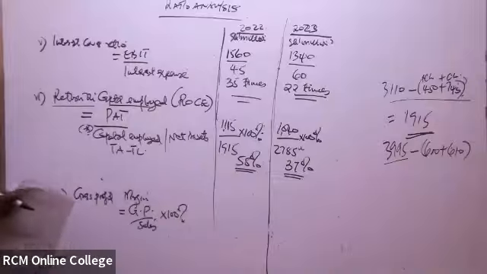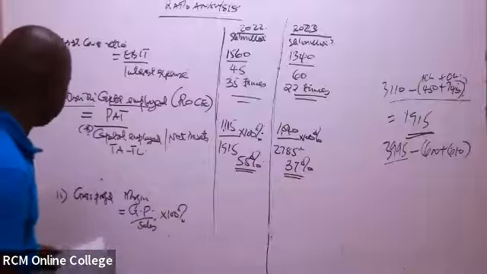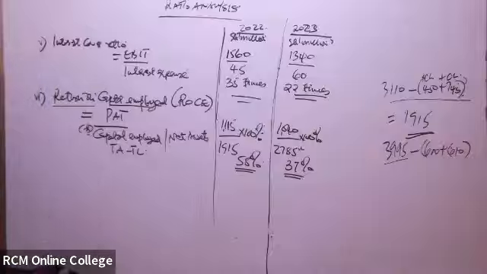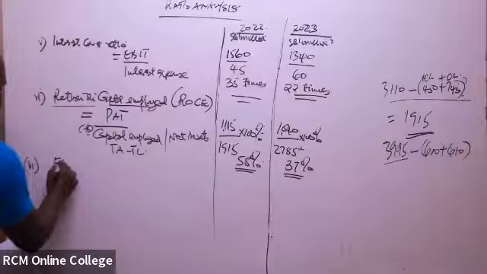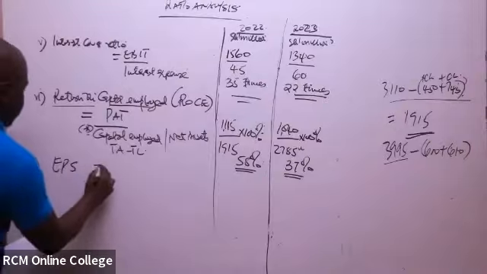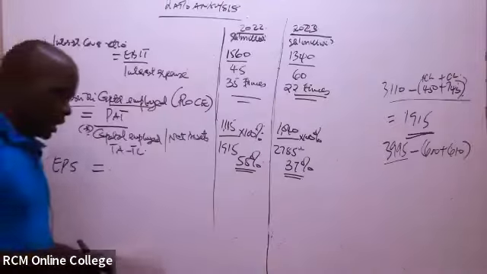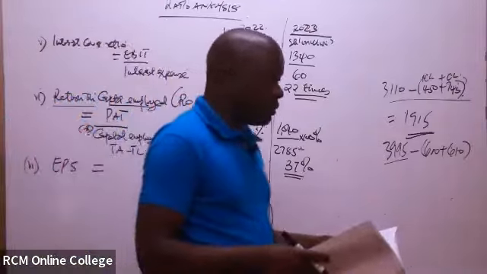So we can now go to the next one, which is earnings per share. So we have earnings per share. Earnings per share formula. Always start with the formula.